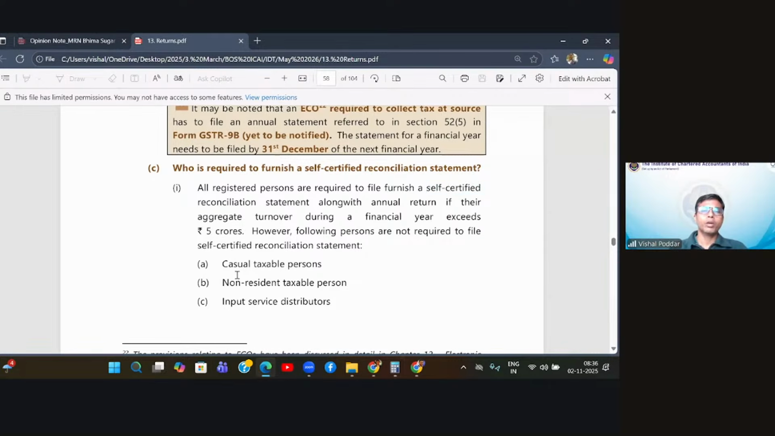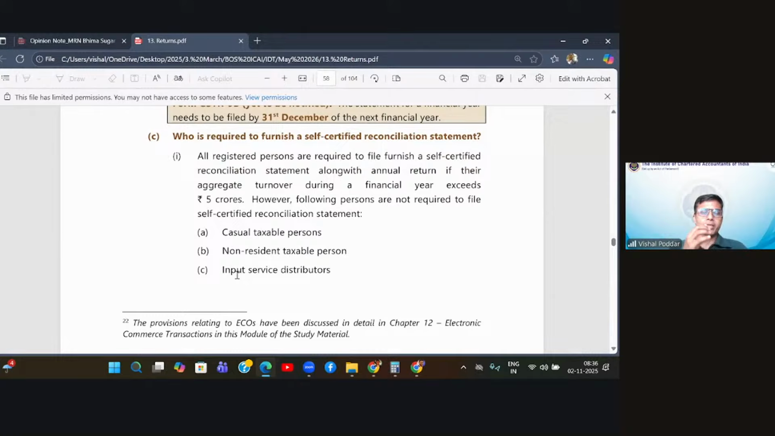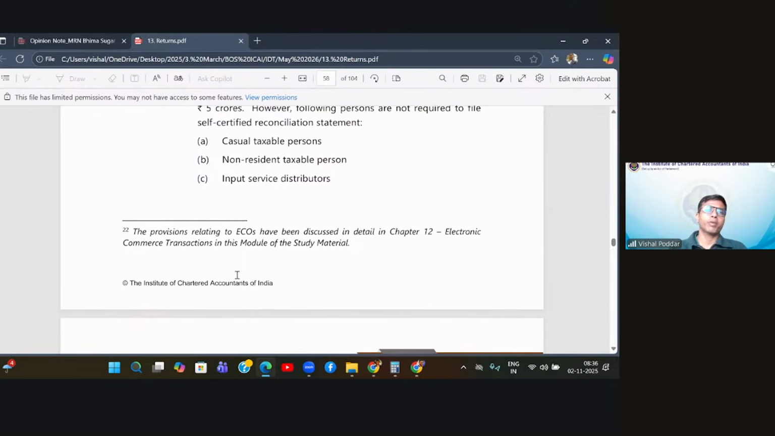Again, who is not required to file a reconciliation statement? Obviously, those who are firstly not required to file an annual return are not required to file reconciliation, because reconciliation is between your financial books, the P&L and balance sheet, and your annual returns.